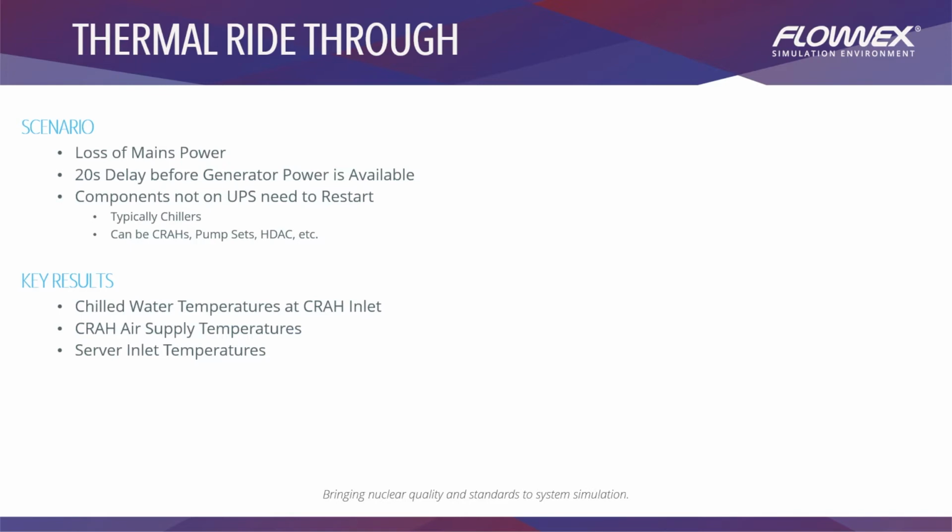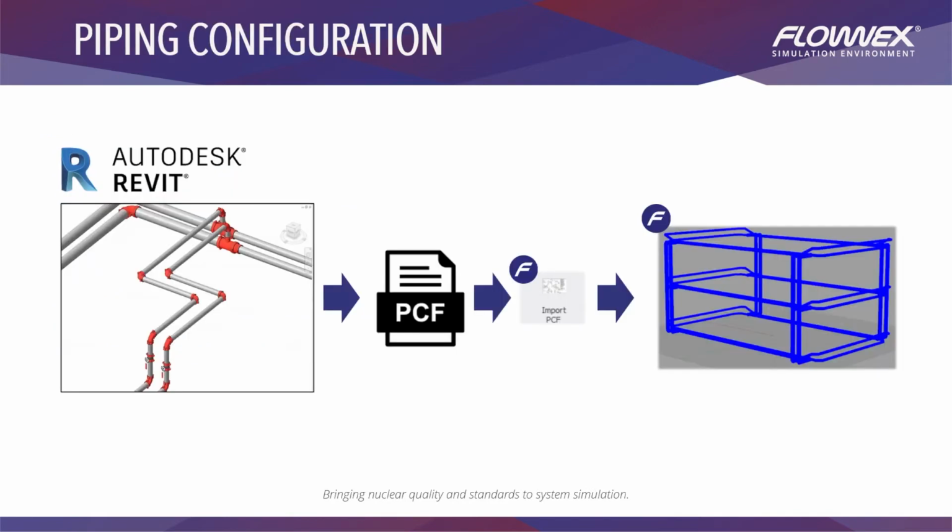So by performing a simulation like this, we're able to get access to some key results, such as the chilled water temperatures at the CRAH inlets or the air handling units in the data halls, as well as other key results like the air supply temperatures leaving the CRAHs, and infer information like server inlet temperatures from that. The first step in actually performing one of these simulations is getting an accurate modeling of the piping in the system.